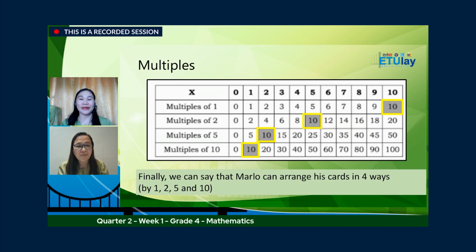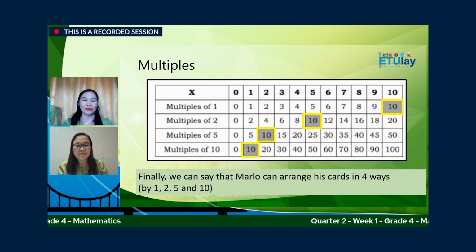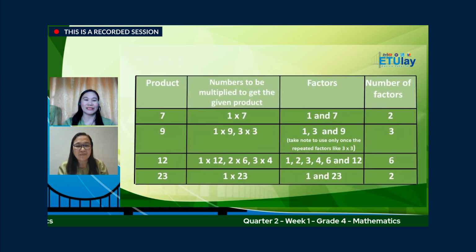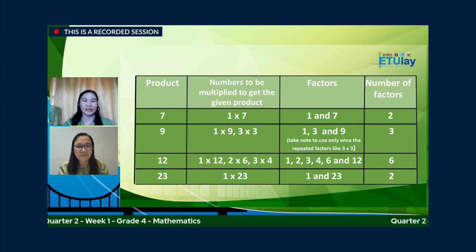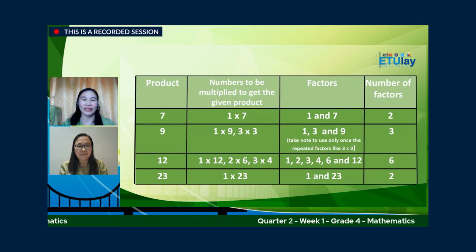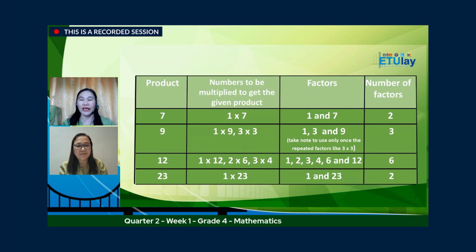May iba pang paraan paano natin maipakita yung multiples at saka factors. So, take a look at this table. We have there the product on the first column: 7, 9, 12, and 23. Now, the second column, we have numbers to be multiplied to get the given product. The third column, we have factors. And the last column, we have number of factors.